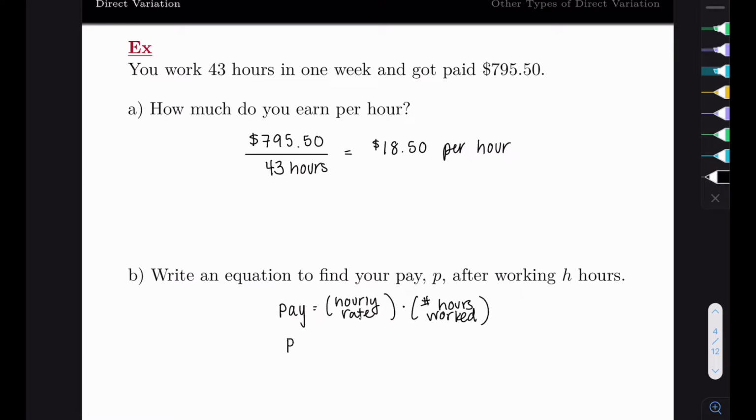So they're telling us our pay is represented by the variable P, our hourly rate is $18.50, and the number of hours worked is also a variable that we're calling H. So this is exactly the form we have for direct variation. We have a constant times our input value. So what we can say is P varies directly as H.